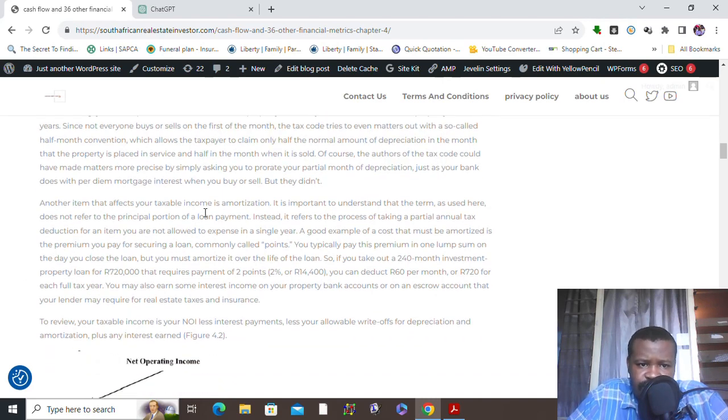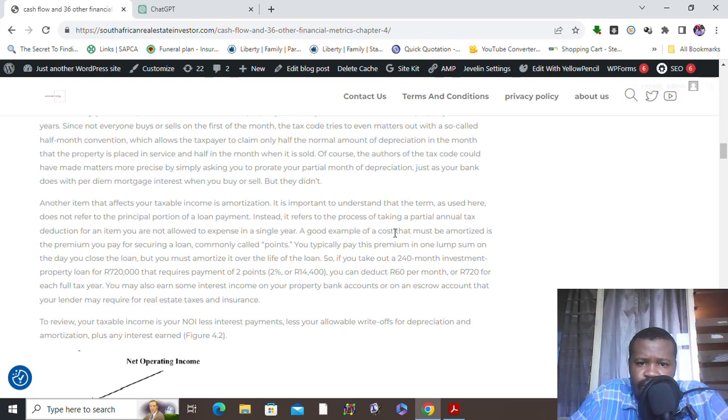Another term that affects your taxable income is amortization. It is important to understand the term as used here does not refer to the principal portion of the loan payment. Instead, it refers to the process of taking a partial annual tax deduction for an item you're not allowed to expense in a single year.